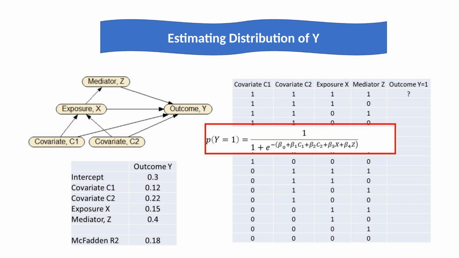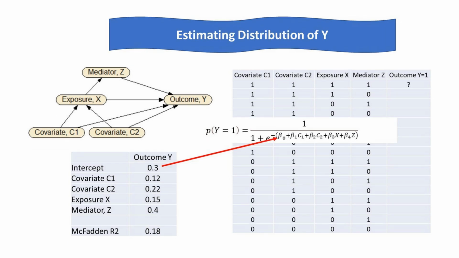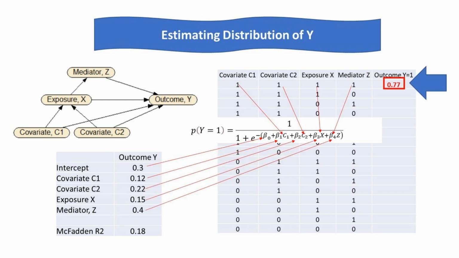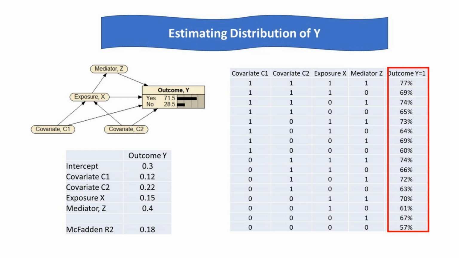The regression equation is used to calculate the probability of y. In logistic regression, this is done as 1 divided by e to the inverse power of the regression equation. The intercept is 0.3. The coefficient for C1 is 0.12. If C1 is present, then it has the value of 1. The coefficient for C2 is 0.22. If C2 is present, it has the value of 1. The regression is evaluated for all the values in the row, yielding a probability of 0.77. The regression equation provides the joint distribution of y for different values of covariates, exposure, and mediator variables.